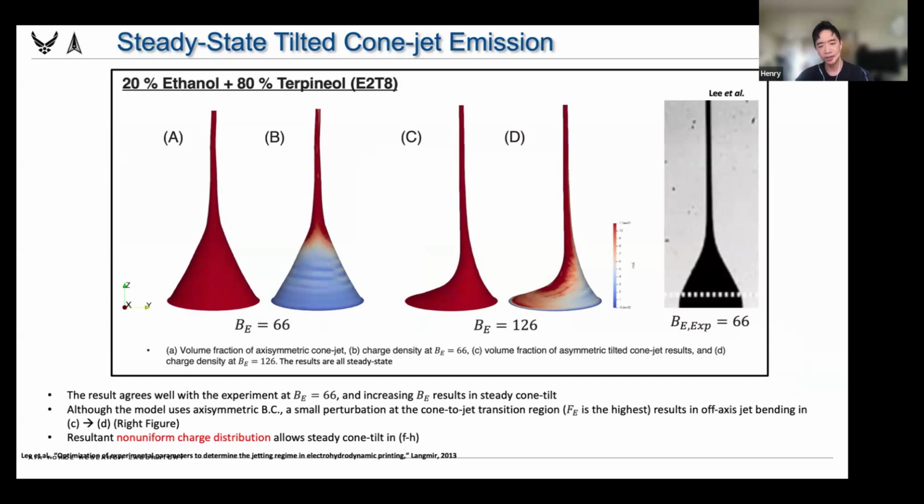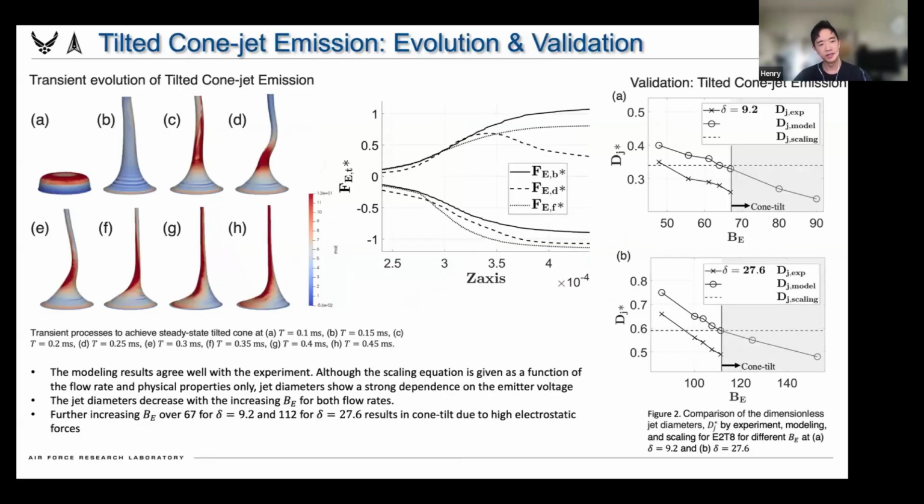It is a liquid with a very high surface tension coefficient. As we increase the voltage, we were able to see the charge density concentrating at the concave meniscus at the left side of the meniscus. That leads to a higher tangential electrostatic force, which is balancing with the higher surface tension on the left side of the meniscus. So that's why we have a steady state tilted cone jet emission. That's what we discovered from the model. And this is a transient evolution of tilted cone jet emission and a lot of the data analysis.